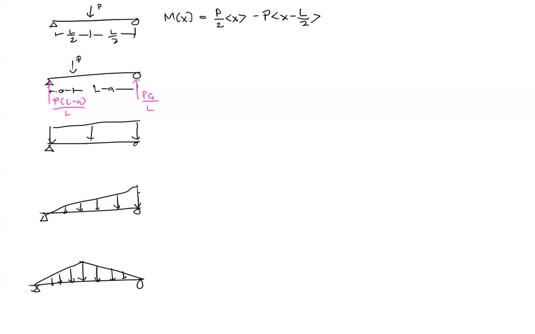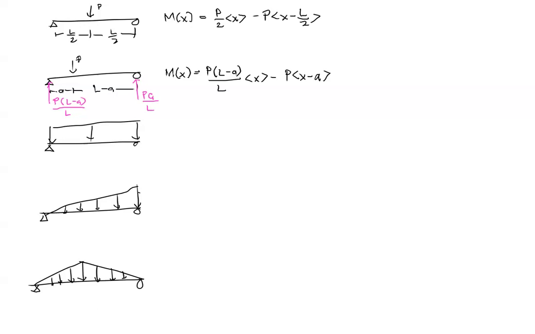Pag nag-sum ka ng forces along Y and nag-sum ka ng moment, ito yung makukuha mong values for the reaction forces. And with the external forces being mapped already, meron ka ngayong M sub X is equals to, yung positive na term is P times L minus A over L times X minus P times X minus A. Ito yung Macaulay function.